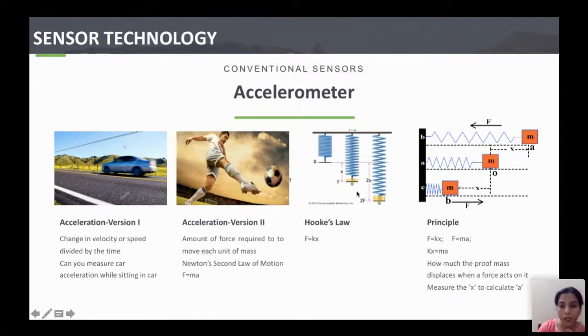And from this spring mass configuration, we also know, using Hooke's law, that the force is equal to the spring constant times the distance displaced by the spring. Now, if you use these two equations, you will reach here. In this equation, if you can measure the x value, the displacement of the spring, you can measure the acceleration, because the mass and the spring constant will be known. So you just have to measure the displacement in the spring, then you can measure the acceleration.